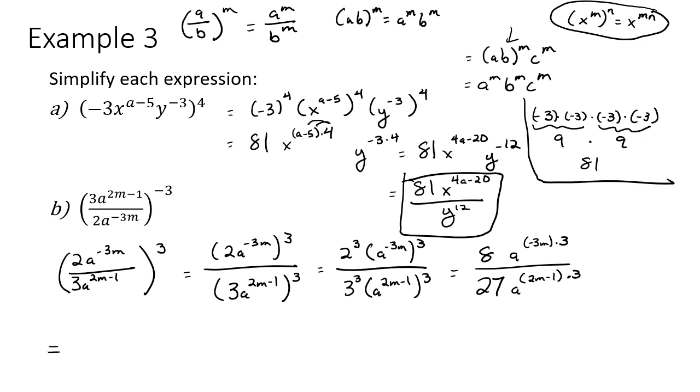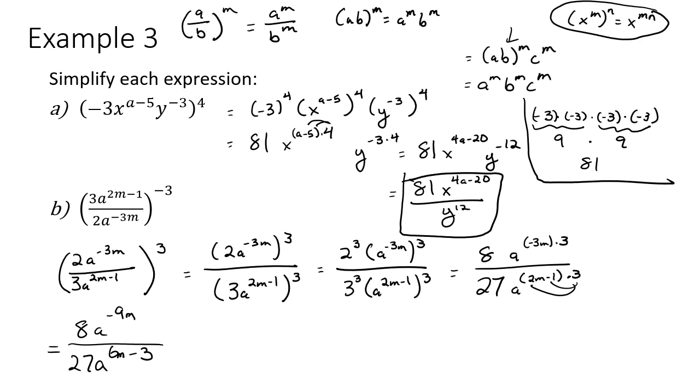So let's start by simplifying that. The numerator is easy enough. Negative 3m times 3 would just be a negative 9m. Essentially multiply like terms together again. In the denominator, we need to distribute. So that would be, if we distribute the 3 through, a to the 6m minus 3.